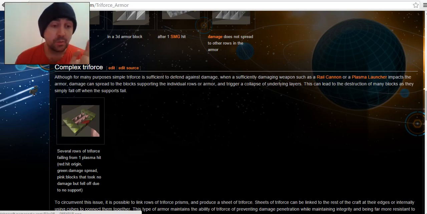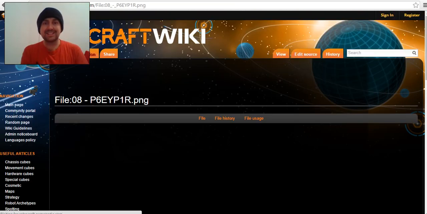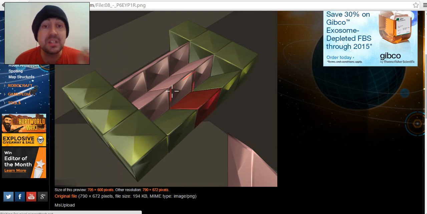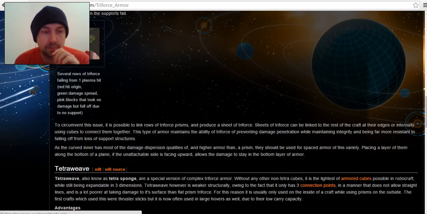Fair enough. Okay, so with plasmas and rails, that could be a problem. Several rows of Triforce falling from one plasma hit: red hit, green damage, pink blocks that took no damage but fell off due to no support. Okay, so let's look at this. This is where it differs. So, simple Triforcing, the plasma or the rail hits here, the damage spreads throughout this row and into the supporting blocks, and then these six prisms just fall away. They took no damage, but they just fall away. So simple Triforcing, it seems, will protect you from SMG fire, fine, but not from plasma and rail. Okay.